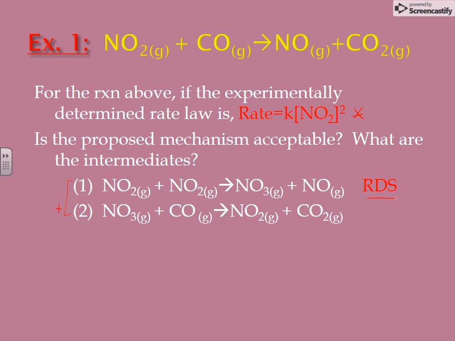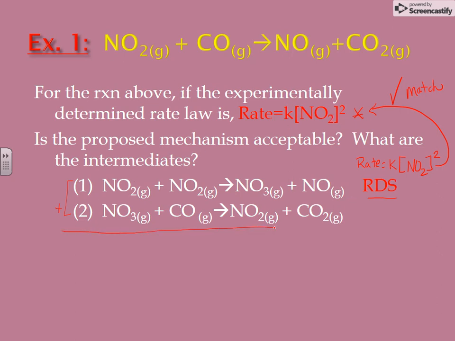Notice in this one, they're telling us the rate determining step. This is a bimolecular reaction, so you would write rate is equal to K times NO2. And since both of these are NO2, it will be NO2 squared. So when you look at this and compare it to the experimentally determined rate law, they do match. So that means that the first criteria is met. The rate determining step's rate law must match the experimental rate law.